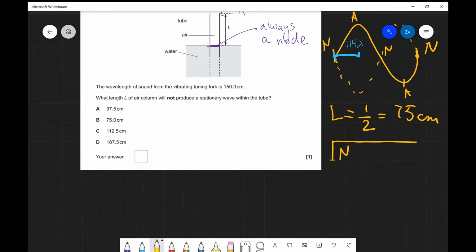Now you cannot form a stationary wave. Additionally, there's not going to be any displacement around that end as well. So this is totally not allowed, I'm afraid. So in this case, which length of air column will not produce a stationary wave within the tube? The correct answer will be B.